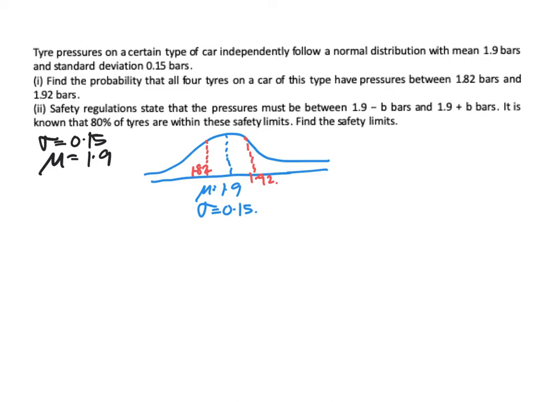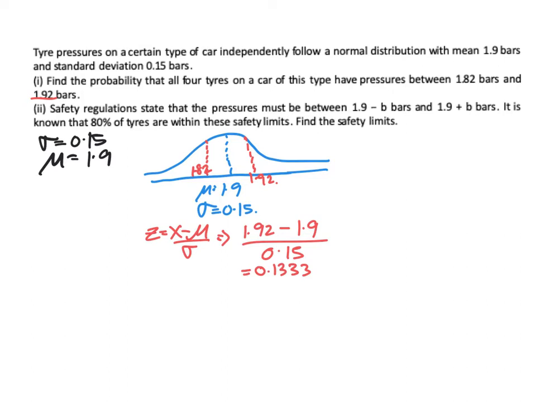Between 1.82 to 1.92, I'll start off by finding the z-score. z equals x minus mu over standard deviation. In this case, to find the z-score, I'll take 1.92 first. 1.92 minus mu, which is 1.9, over 0.15, and the answer that I got is 0.13333 recurring.